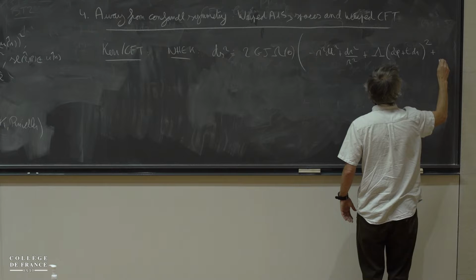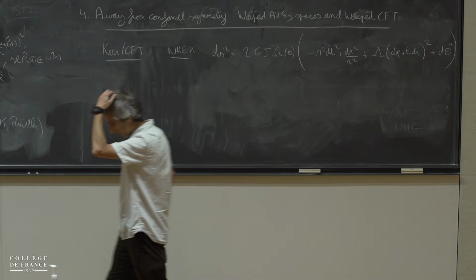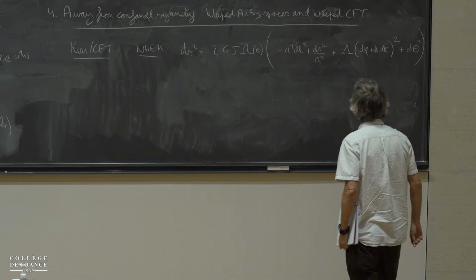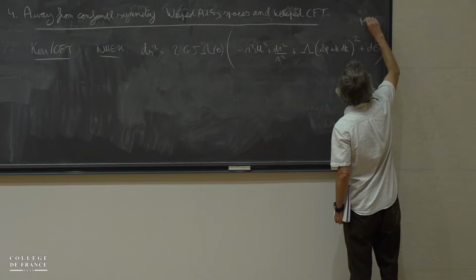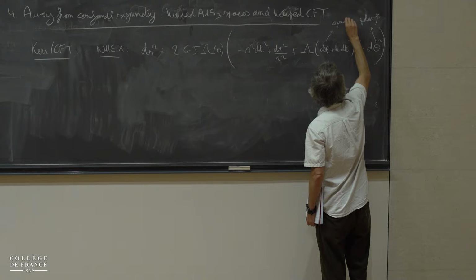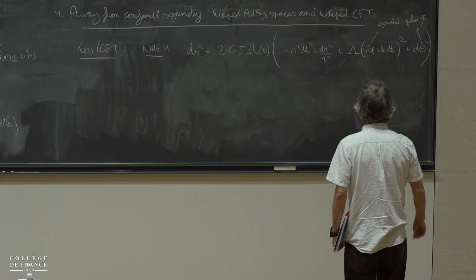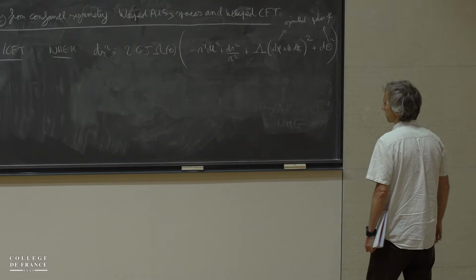Here, R, T, and phi are not the original Kerr coordinates, sorry. They are near-horizon coordinates. So T and R are near-horizon coordinates, theta is the polar angle, and phi is the azimuthal angle. Lambda is a function of theta, and Omega is a function of theta.